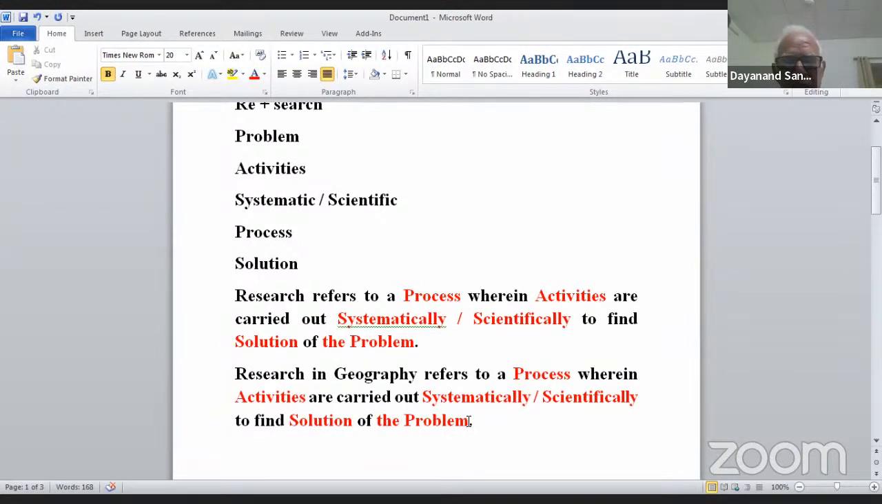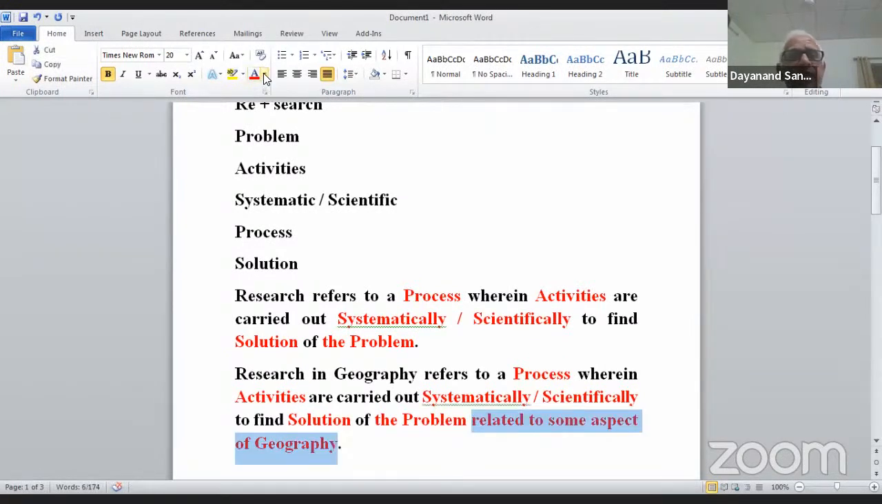Systematically to find a solution of the problem related to some aspect of geography. Now, this is the definition which you can use in order to define research in geography. So I have given the general definition, and then I have modified it so that it fits into geography.